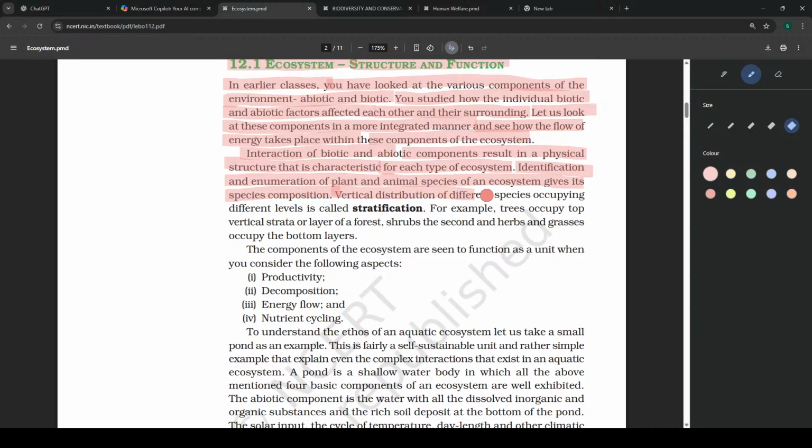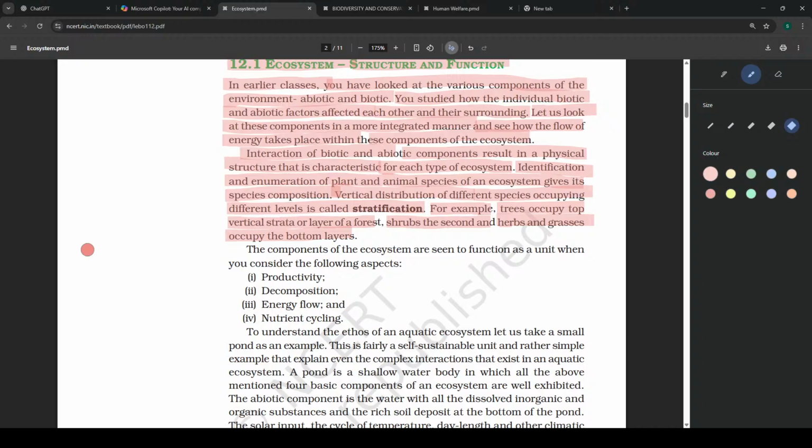Vertical distribution of different species occupying different levels is called stratification. It's an important definition, but not much is there. They give an example here which is easy to remember. For example, trees occupy the top vertical strata or layer of a forest. Shrubs, the second layer, and herbs and grasses occupy the bottom layers.